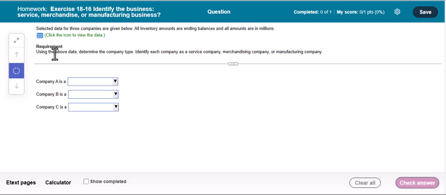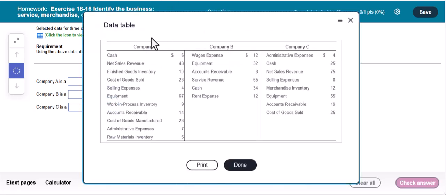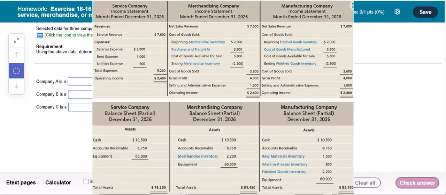So our first requirement is, using the above data, to determine the company type. Identify each company as a service company, a merchandising company, or a manufacturing company. When we pop this open, we get our data table for companies A, B, and C. We're going to review our slides showing the financial statements for a service, a merchandising, and a manufacturing company. We've got the income statement on top and the balance sheet on bottom.